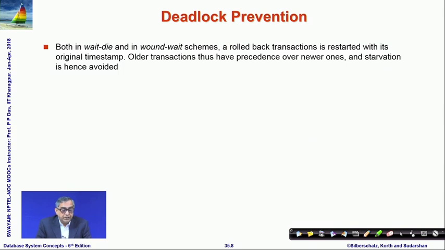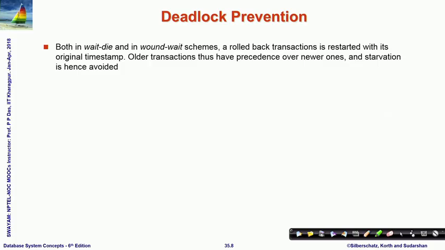Both in the wait-die and wound-wait schemes, the rolled-back transaction is restarted with its original timestamp. This is a very important point to note. When you have rolled back, you have to restart that transaction. Now, when you restart the transaction, you do not put the timestamp of when it is being restarted. You put the timestamp of its original time, the time when it was started and had to be aborted and rolled back. So, the older transactions have precedence over the newer ones, and starvation gets avoided.